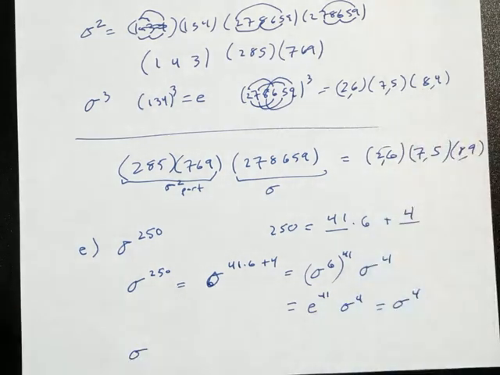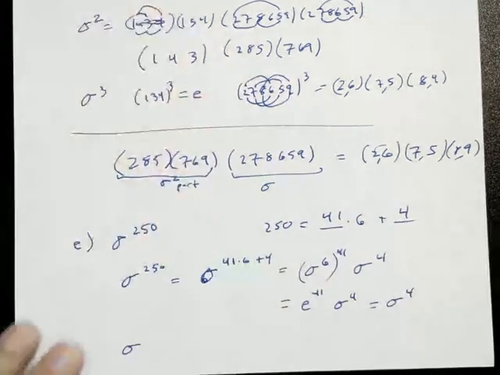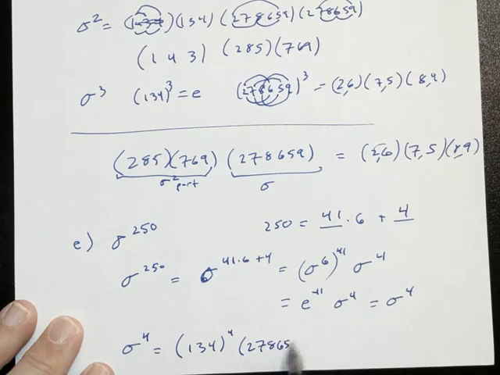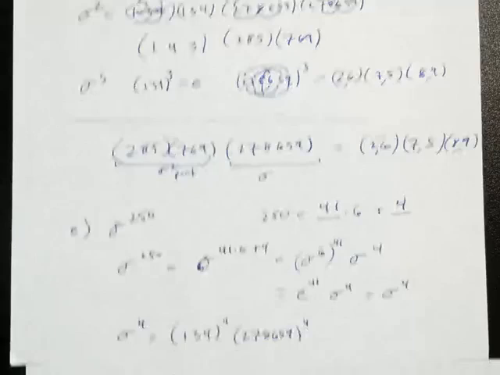Which is 1 shy of where I was up there, right? But I can do it directly from the original. If I hadn't done any of these calculations, I could still do it. Sigma to the 4th is 134 to the 4th, 278,659 to the 4th. We're going to count through it 4 times, right?